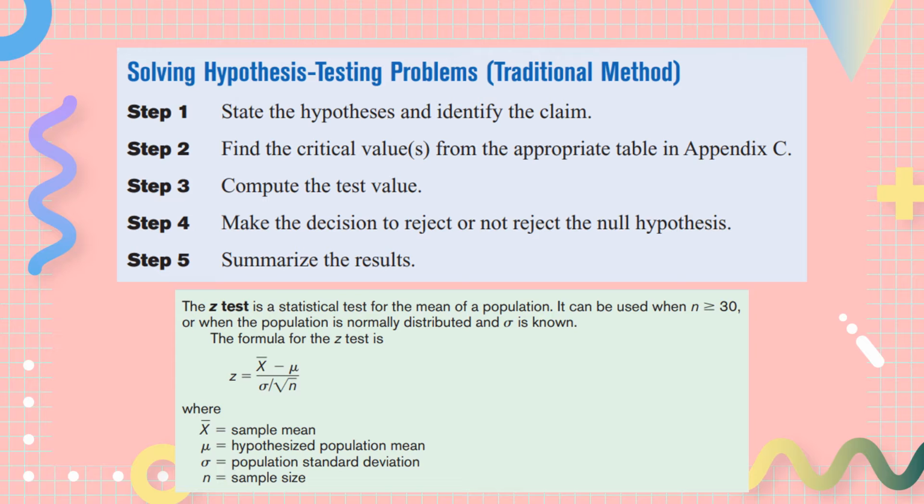So as you can see, we have here the procedure table of the traditional method in solving hypothesis testing problems. It consists of 5 steps. We have: state the hypotheses and identify the claim. Find the critical values from the appropriate table in Appendix C. Compute the test value. Make the decision to reject or not reject the null hypothesis. And last is to summarize the results. Diba yung sa step 3, compute the test value, is usually z-test or p-value yung kino-compute natin.